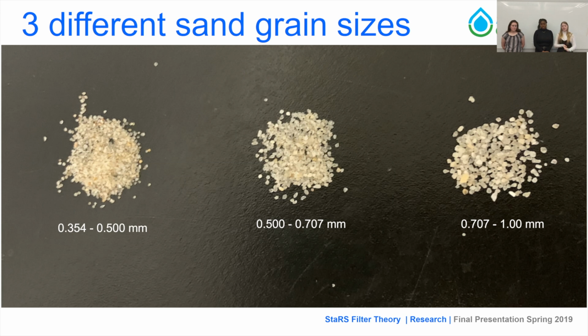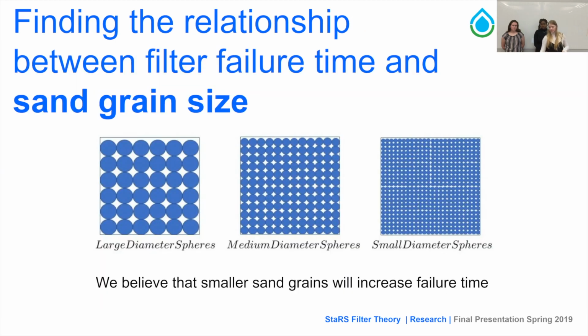These are the 3 sand grain sizes that we're using, from left to right, smallest to largest. In relation to filter failure time, the bigger sand grains are going to have fewer pores between them than the smaller ones at the same volume, because bigger grains just take up more space, and because there are fewer pores, there are going to be fewer active sites, as Lainey mentioned previously. Therefore, we believe that smaller sand grain sizes with more active sites will cause the flow to move through more slowly, and therefore increase failure time.